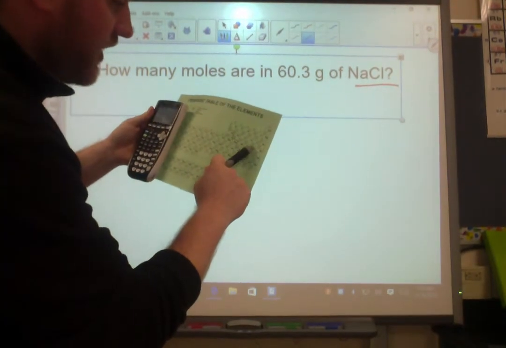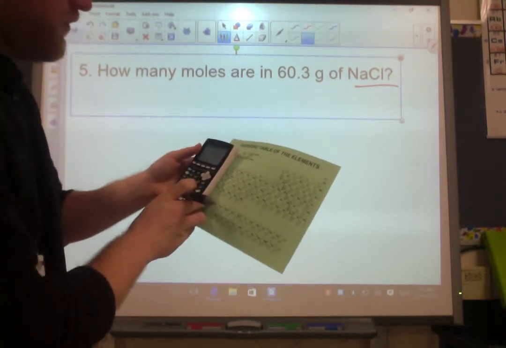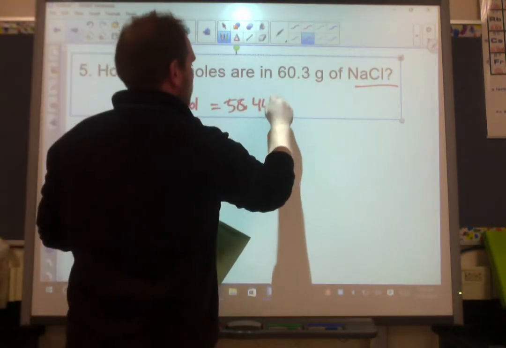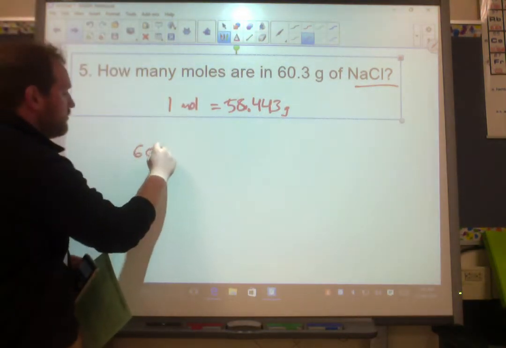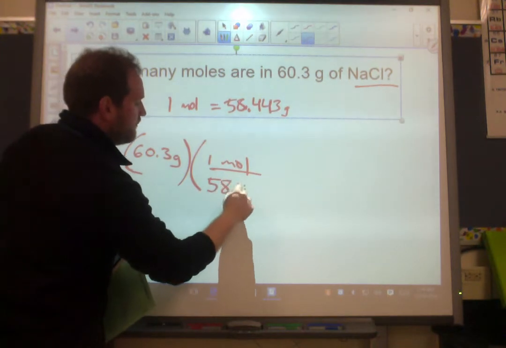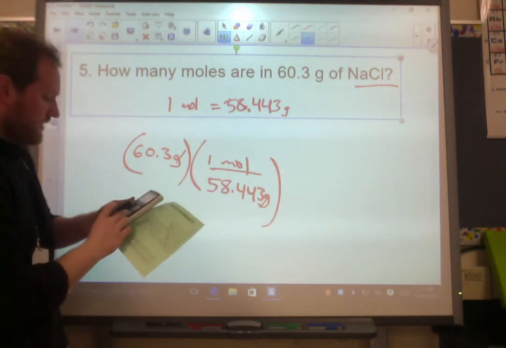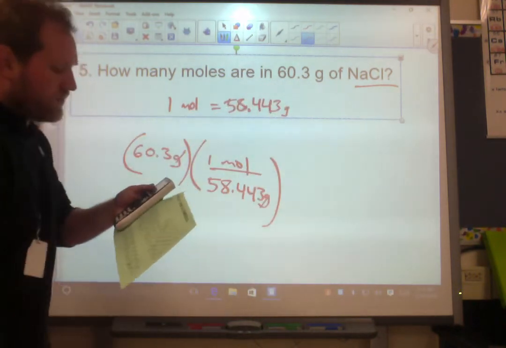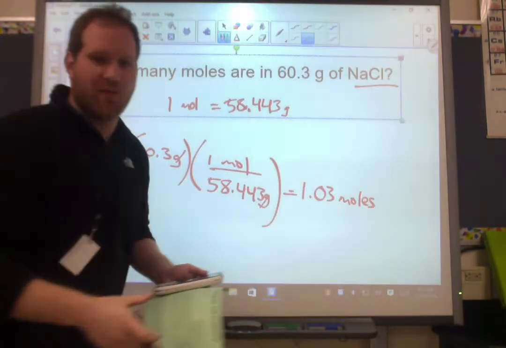Chlorine is 35.453, which equals 58.443. So 1 mole equals 58.443 grams. Well, I'm giving grams, I want moles, very simple. 60.3 grams times 1 mole over 58.443 grams. Cancel grams, cancel grams. So we just go 60.3 divided by 58.443 equals, and with 3 sig figs, 1.03 moles. Moles, M-O-L-E-S, or M-O-L is fine.